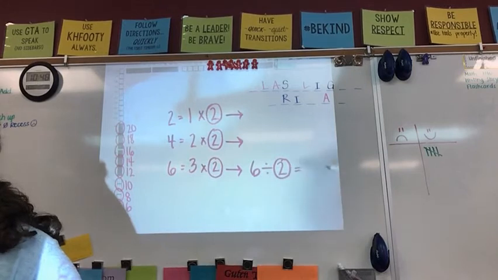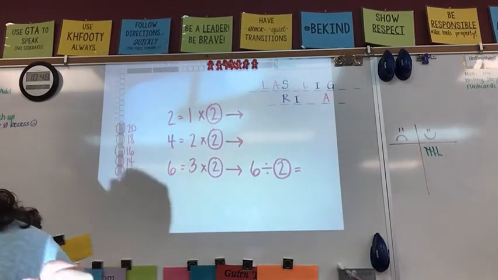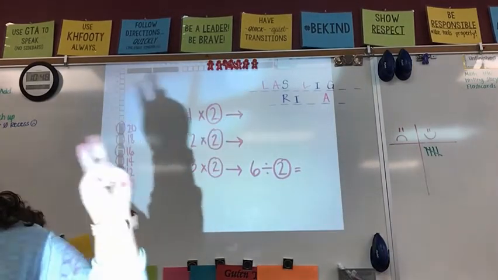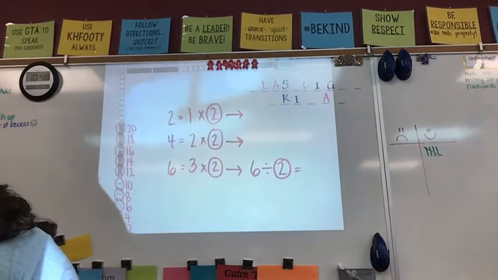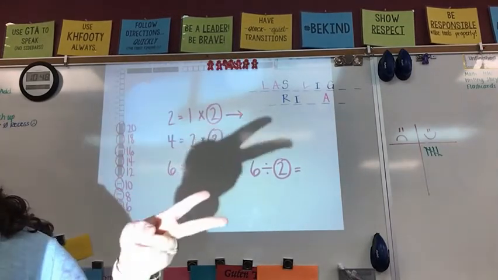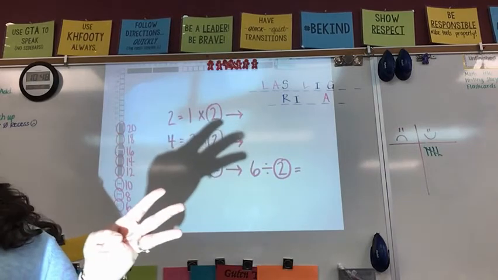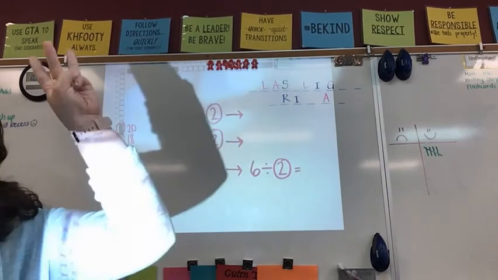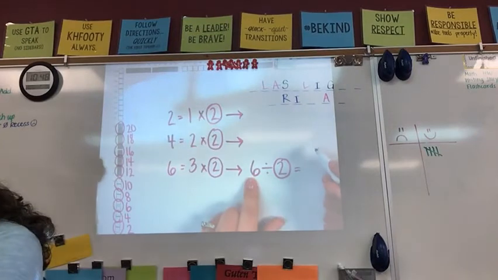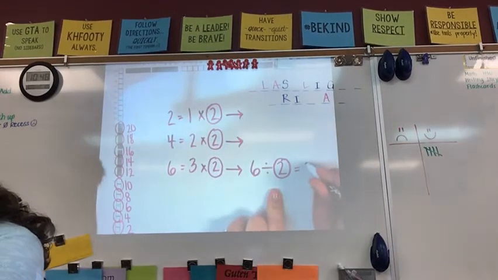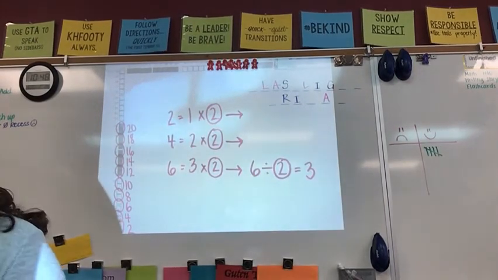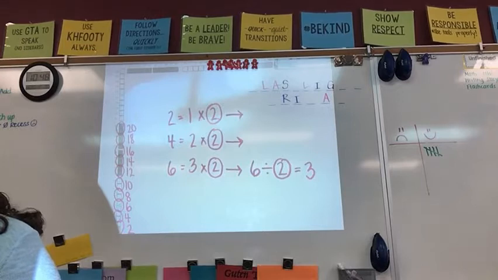Let's go ahead and practice that again. Let's count by 2's, figure out how many it takes to get to 6. 2, 4, 6. How many groups of 2 did it take? 3. Which means that when I take 6 and I split it into 2's, it will take 3 groups to get to 6.